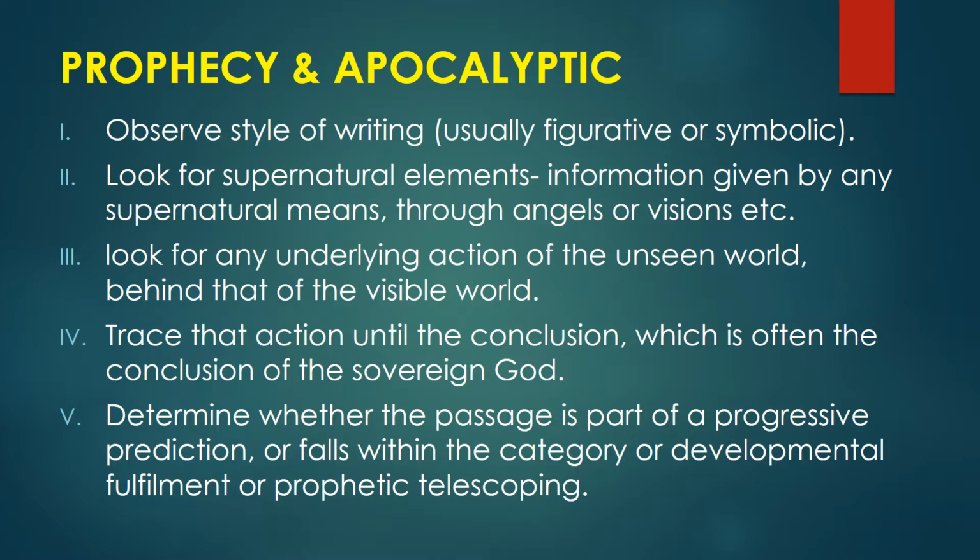Developmental fulfillment is basically a prophecy that has several progressive stages leading up to its total fulfillment. While with prophetic telescoping, often one prophecy stretches across many distinct periods of time, seems to pertain only to one time period or one event, but may be speaking of multiple events. For instance, there are passages in the Bible which speak of two comings of Christ as if they were one.